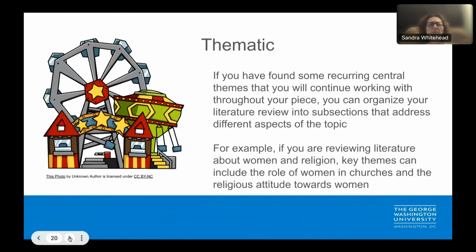Thematic, if you found some really cool central themes working throughout your piece, organize it in subsections that address the different themes. So for example, if you're looking at women in religion, key themes could be the role of women in churches and religious attitudes towards women.